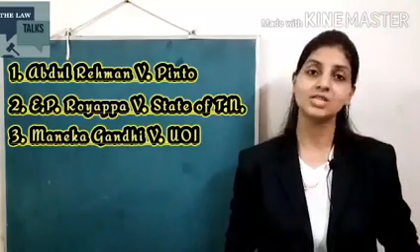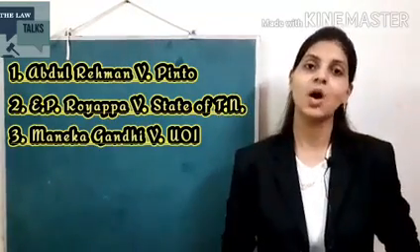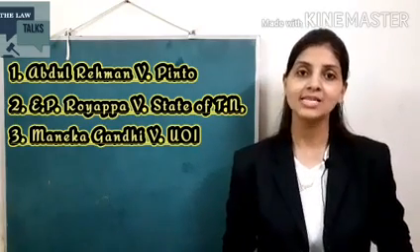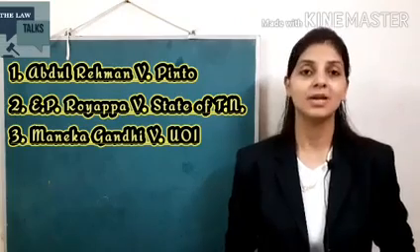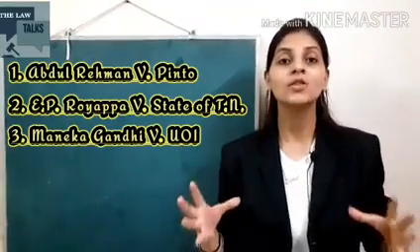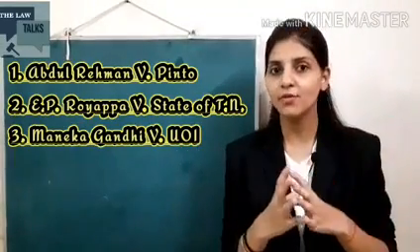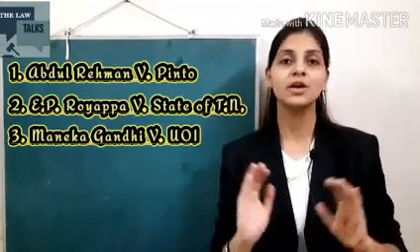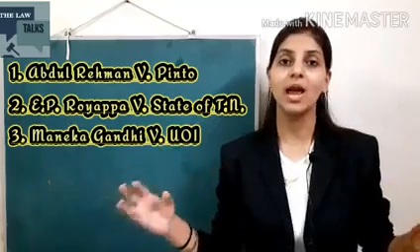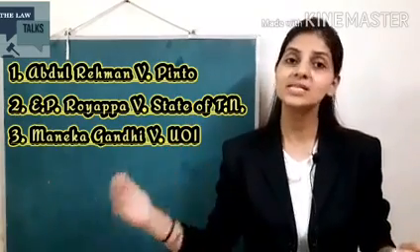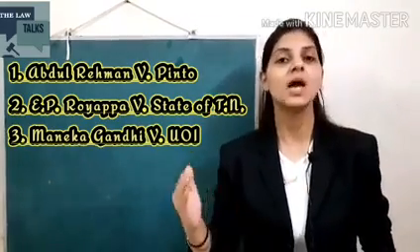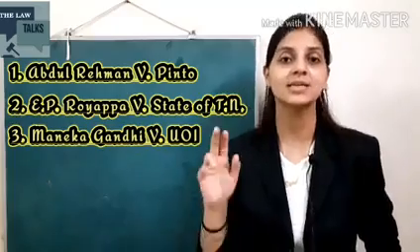The second important case, which is related to the new concept of equality before law, which deals with protection against the arbitrary action of the state, is E.P. Royappa versus State of Tamil Nadu. In this case, the Supreme Court held that the provisions of Article 14 cannot be confined to a restrictive definition of intelligible differentia, but have a very broad meaning, and arbitrary actions of the state also fall under Article 14, and therefore citizens and persons must be protected against these actions.